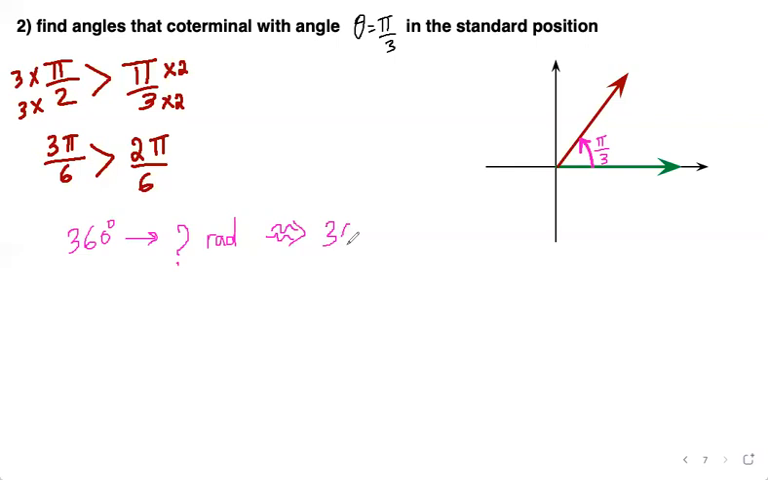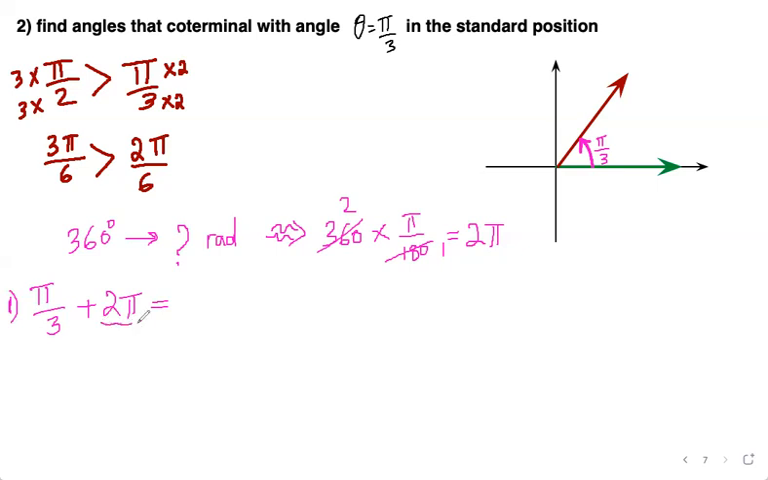So 360, we have to multiply it by pi over 180. And 180 cancels with 360. I will get 1 here, and here I will get 2. This is equal to 2 pi, correct. Now I can add pi over 3 plus 2 pi. How much do I get here?